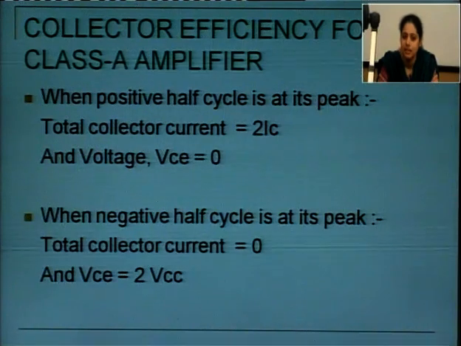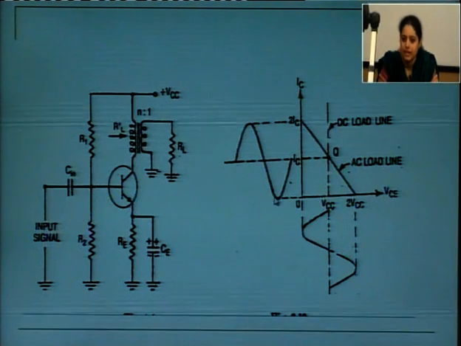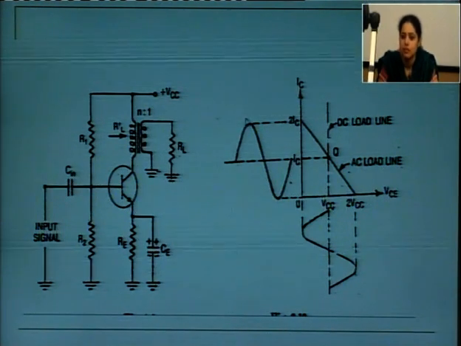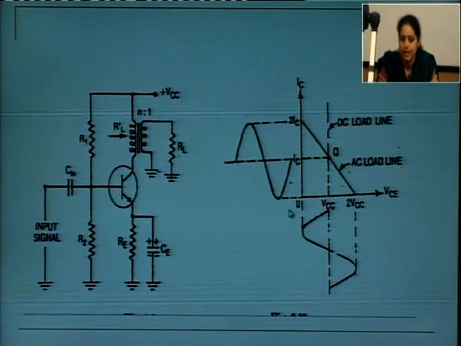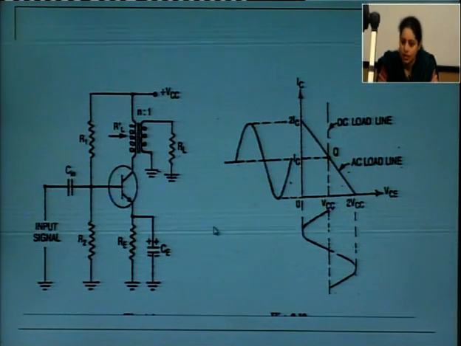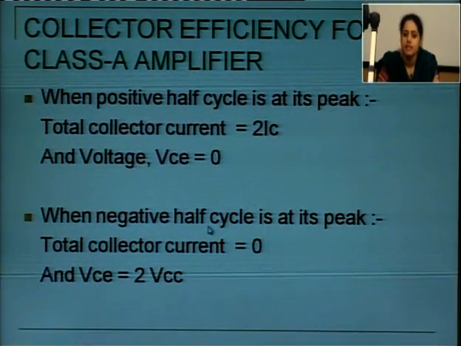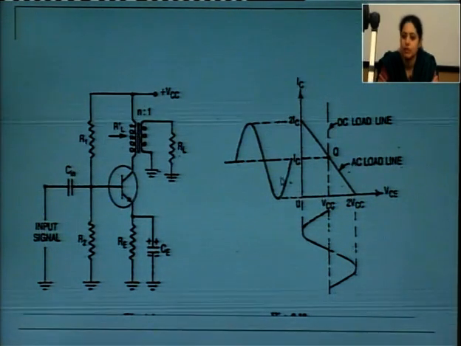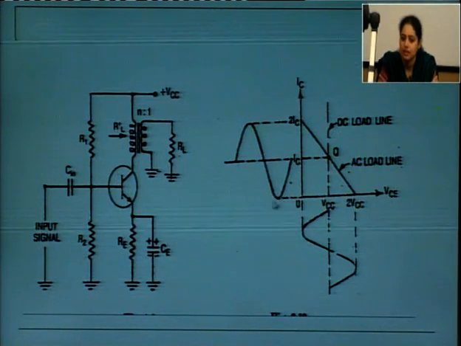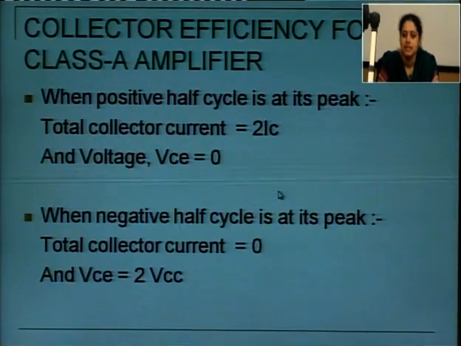The two cases are when positive half cycle. So see, when there is the positive half cycle going, at this positive half cycle your IC is equal to 2IC. These are the values 2IC, IC, 0, for voltage 0, VCC and 2 VCC. Considering two cases, when positive half cycle and when negative half cycle. For positive half cycle this collector current is at maximum, that is 2 IC, but your voltage is 0. Similarly for negative half cycle it is vice versa, your voltage is maximum, that is 2 VCC, but the current is 0.